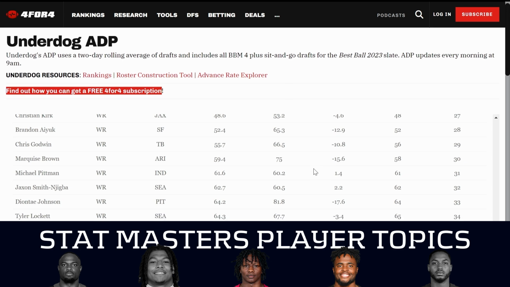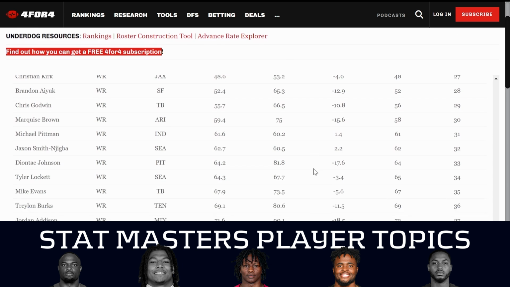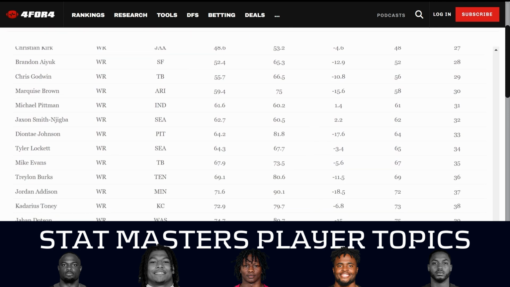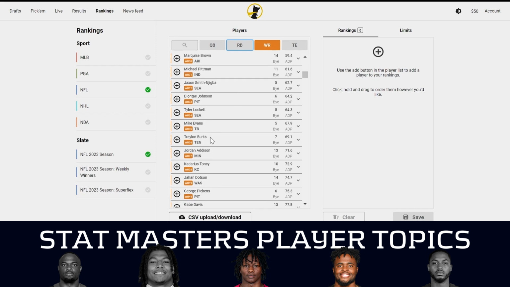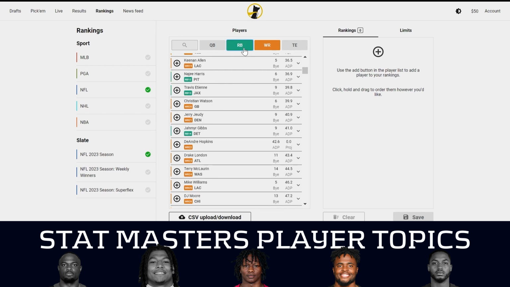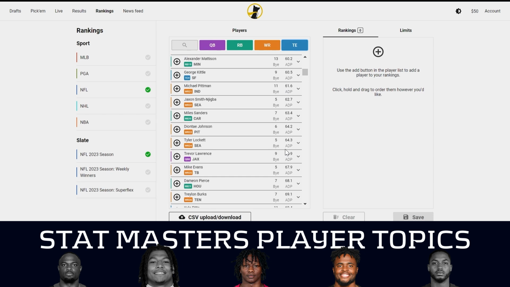And Diontae Johnson belongs ahead of George Pickens by ADP, but he doesn't belong this far ahead of George Pickens by ADP. It's not even so much how he goes among receivers. I don't mind having him ahead of Lockett or Evans because they're aging, or the fringier sophomores and rookies, but it's now cross-positionally, right? You're taking Diontae Johnson now before Miles Sanders. You're taking Diontae Johnson now before George Kittle at times. George Kittle's only a few spots before him. I see him go before Michael Pittman. You know, it's tough to take him ahead of Michael Pittman, who's definitively a more talented player.